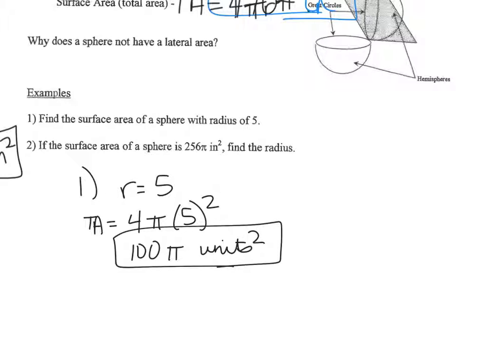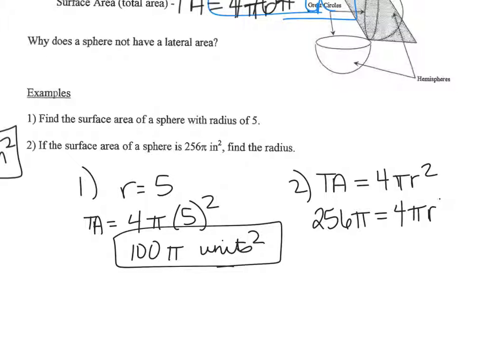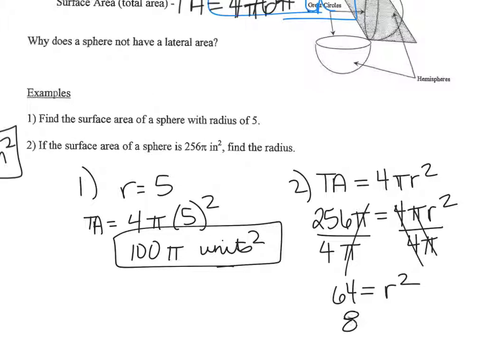For number 2, it says the surface area of a sphere is 256 pi inches squared, and this time we have to find the radius. So the total area is equal to 4 pi r squared. So we have 256 pi as the total area is equal to 4 pi. We don't know the radius. So to solve it, we're going to divide by 4 pi. The pi's cancel, and when you have 256 divided by 4, you get 64 is equal to r squared, and your answer is plus or minus 8. You can't have a negative 8, so 8 inches is your radius. And that concludes your notes for day 1, chapter 12.